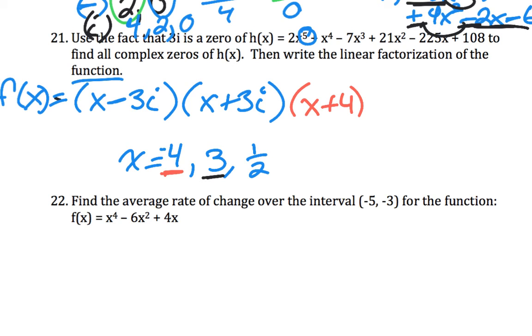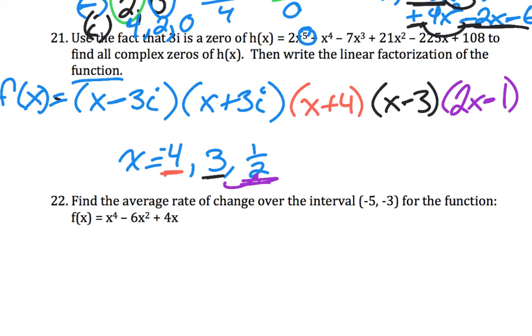Then the 3 is an x minus 3. And this 1/2, that's the one we have to think about. I don't want an x minus 1/2. So you're going to swing that denominator up in front of the x. So 2x minus 1. And we're done. Yay!